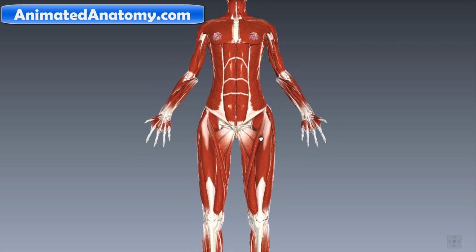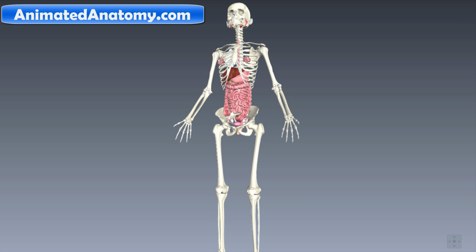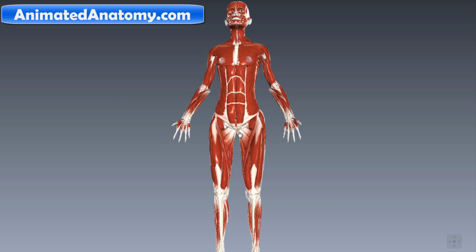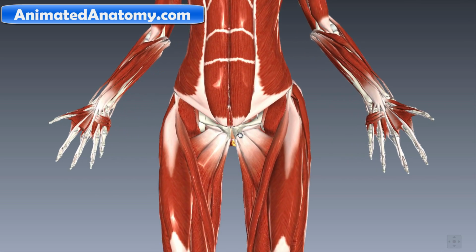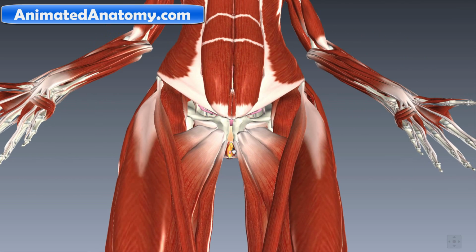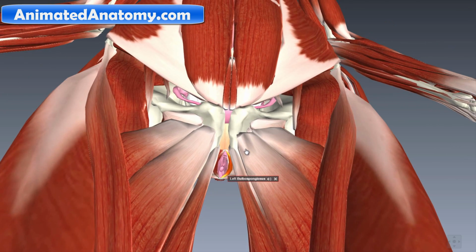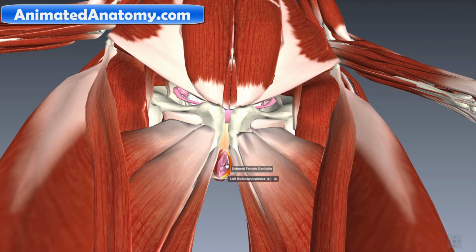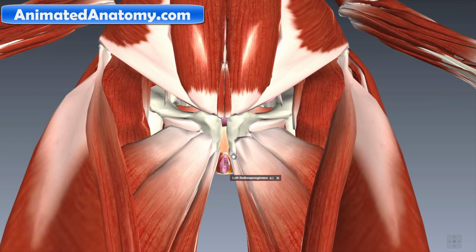So, here we see the female body, and in this case, we don't need the muscular system, or actually we do. Just to show you one muscle here, it's a small muscle, and it's this muscle right here. It's called the bulbospongiosus muscle. If you're learning about the physiology of the female sex organs, then you might need to know the bulbospongiosus muscle.